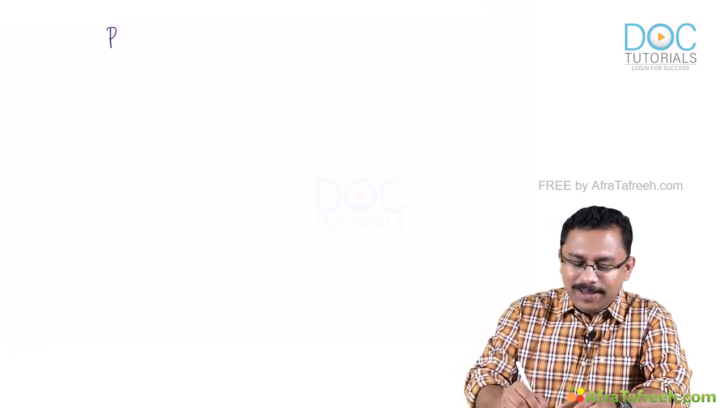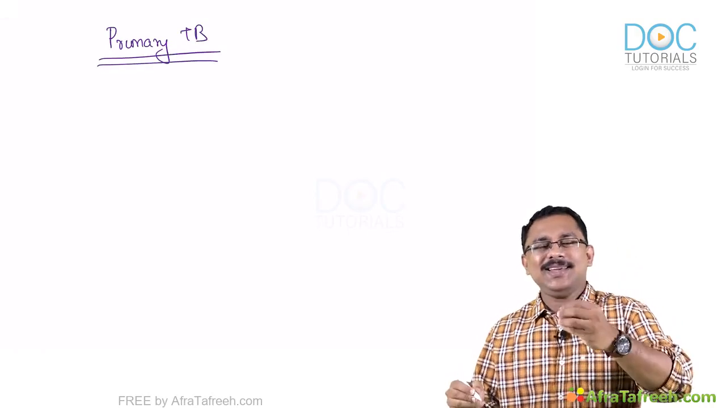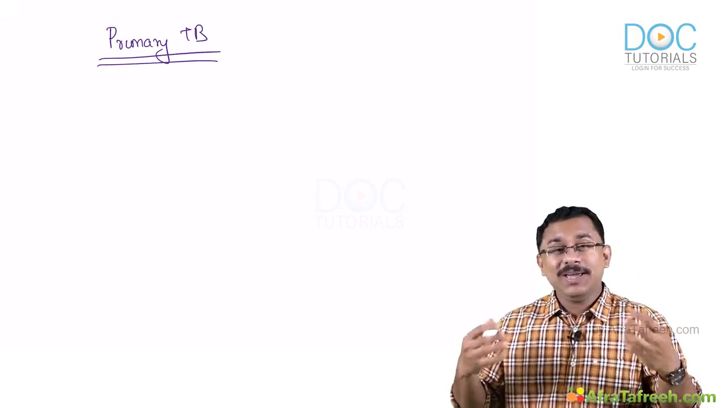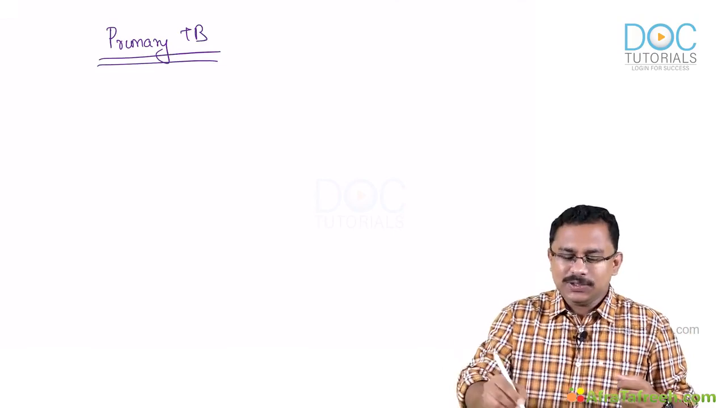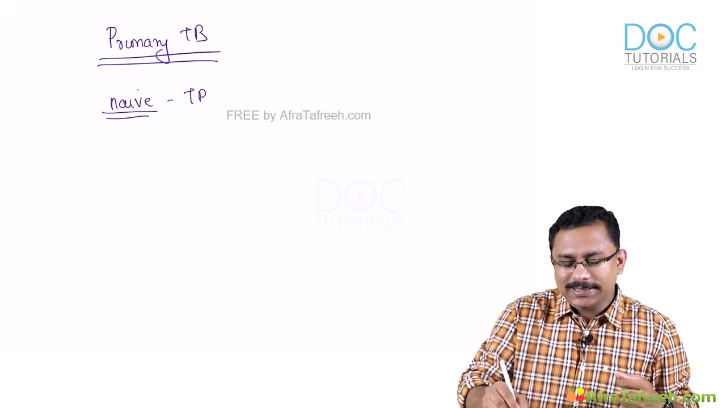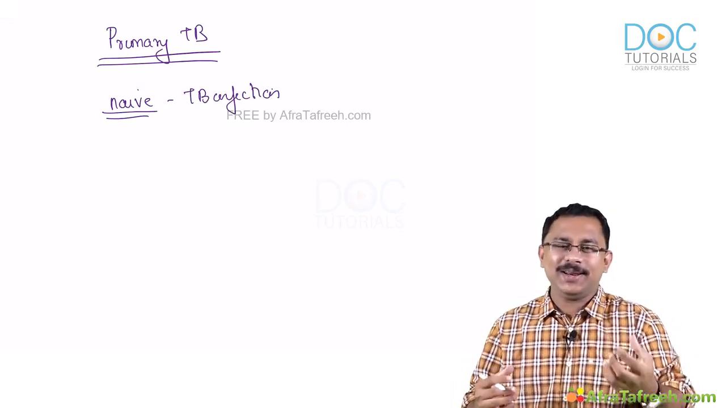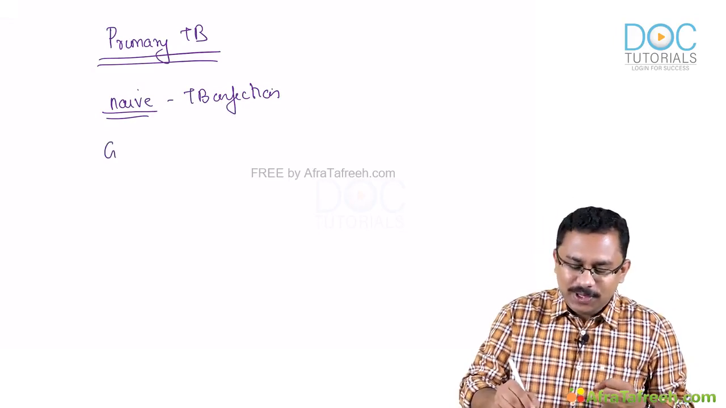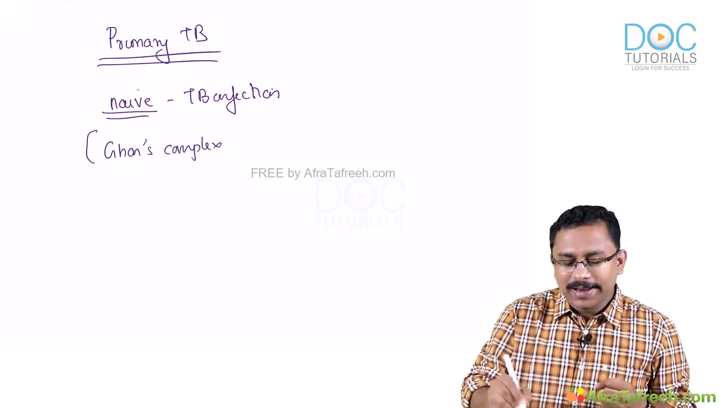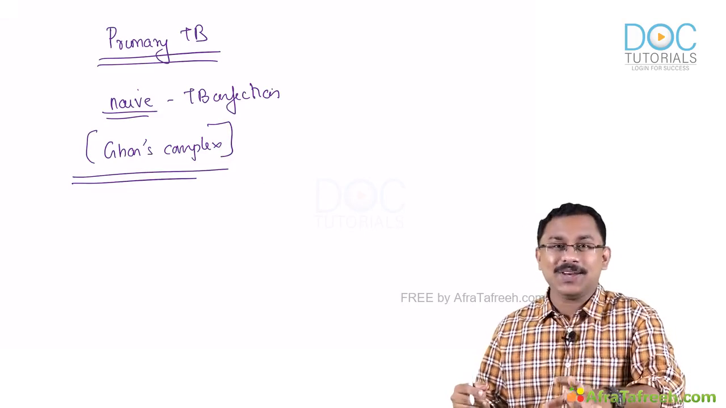This is what happens in something known as primary tuberculosis. So what is primary tuberculosis? It is nothing but bacilli entering the lungs in an individual who has not been previously exposed to tuberculosis. So in a naive individual, you have a tuberculous infection, and the end result is primary TB. In primary TB, what is going to be formed? The Ghon complex is going to be formed. And when a Ghon complex is formed, the question is, will the patient be symptomatic?